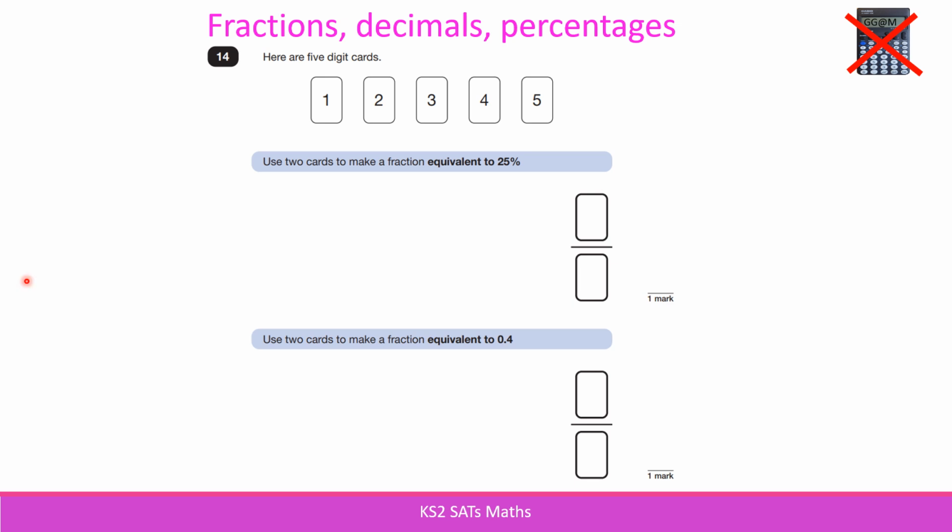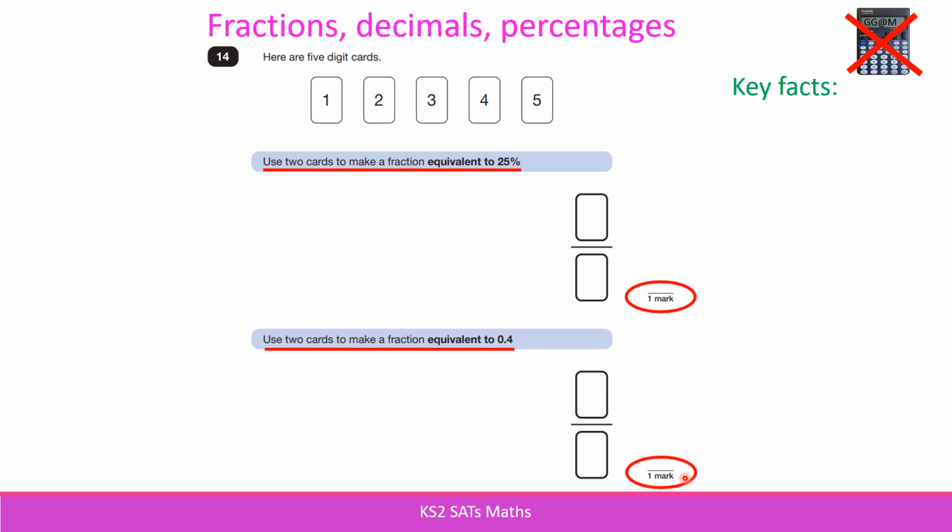This is a question on fractions, decimals and percentages. You have got 5-digit cards, 1, 2, 3, 4 and 5. And you're told you need to use 2 of the cards, so any 2 of these cards, to make a fraction. You can see your fraction written out here, equivalent to 25%. And then you need to use 2 of the cards to make a fraction equivalent to 0.4. Each section will be worth 1 mark.